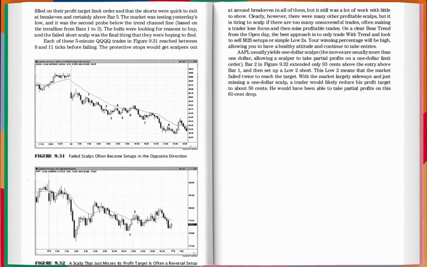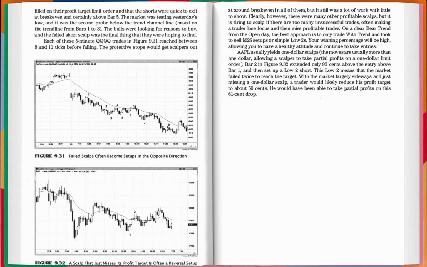The bulls were looking for reasons to buy, and the failed short scalp was the final thing that they were hoping to find. Each of these 5-minute QQQQ trades in figure 9.31 reached between 8 and 11 ticks before failing. The protective stops would get scalpers out at around break-even in all of them, but it still was a lot of work with little to show. Clearly, however, there were many other profitable scalps, but it is tiring to scalp if there are too many unsuccessful trades, often making a trader lose focus and then miss profitable trades.